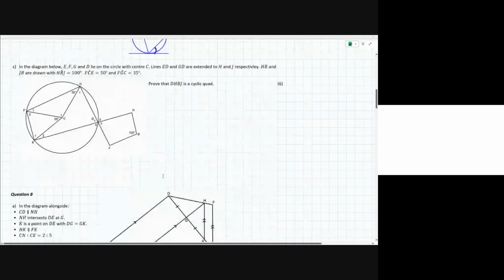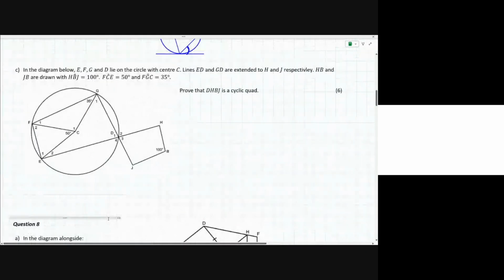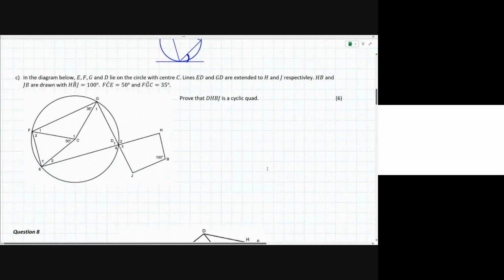I really liked this question. Potentially not everyone's going to agree, but that's okay. We're people. We can disagree about things.